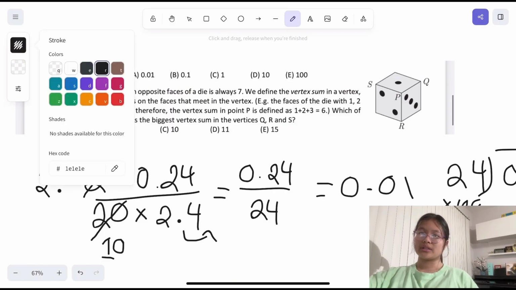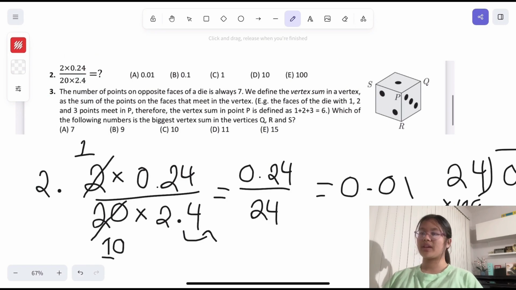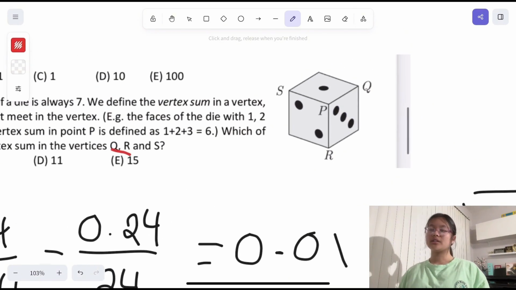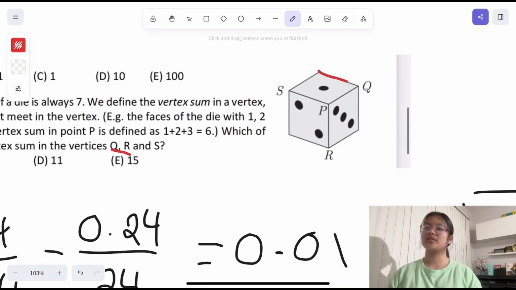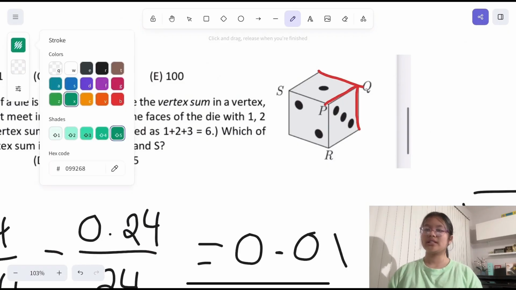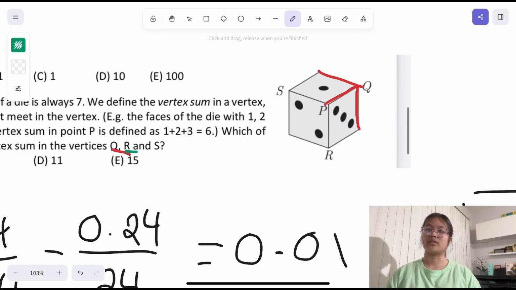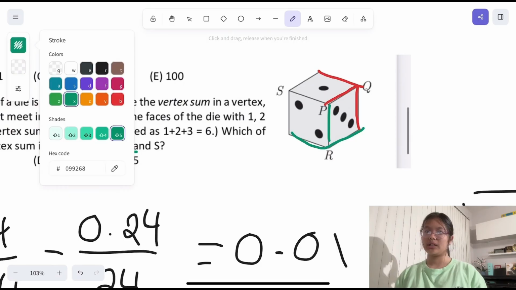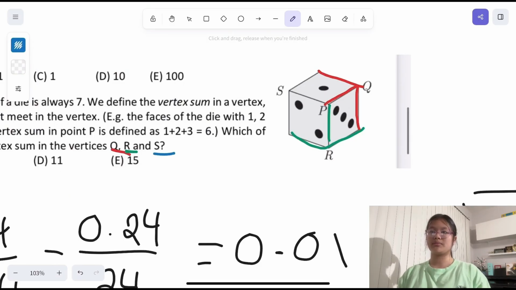Okay, so we're going to grab different colors. So let's go into the dice. For red, we're going to outline the vertices of Q, which is there, and then I'm going to grab a different color to outline the vertices of R. I'm going to use green. So the vertices are there, there, and there. Now a different color for S, we're going to use blue. So then the remaining vertices are for S.